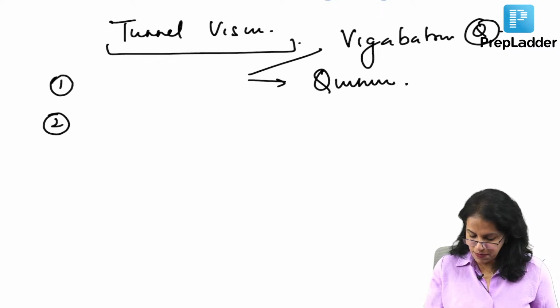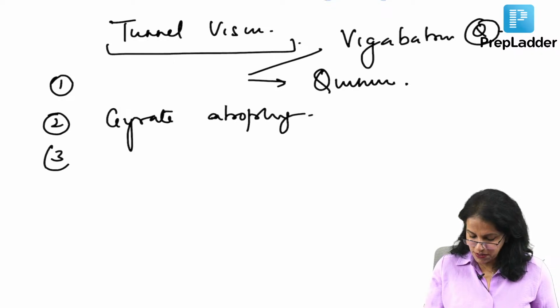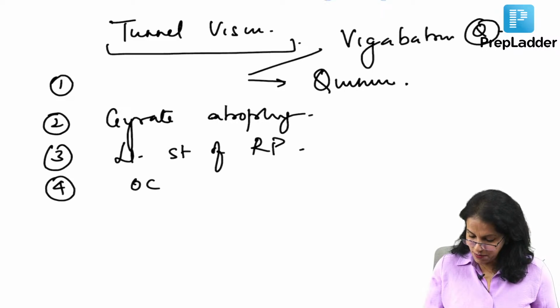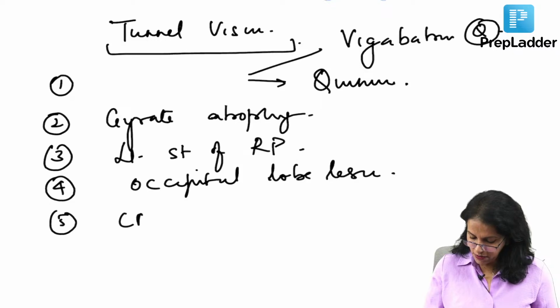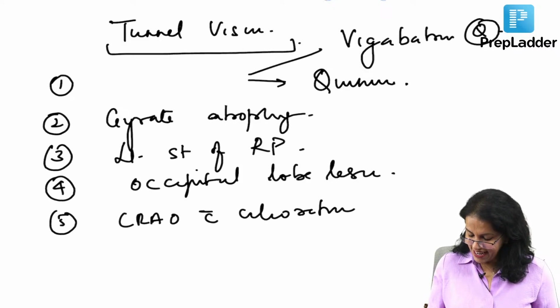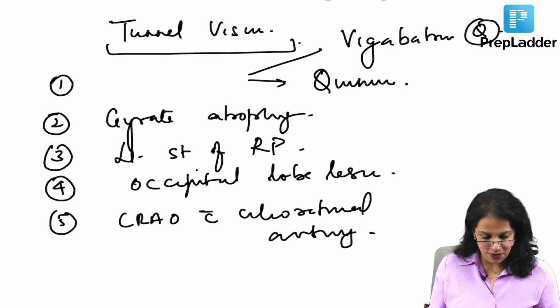We will also remember gyrate atrophy, which is a choroidal dystrophy. Of course, late stage of retinitis pigmentosa, isn't it? Then occipital lobe lesion, keyhole vision, we have learned that, right? And of course, CRAO with cilioretinal artery. So these are all the causes of tunnel vision. Right? Very good.